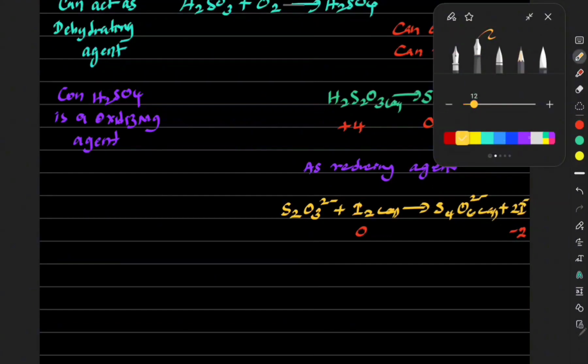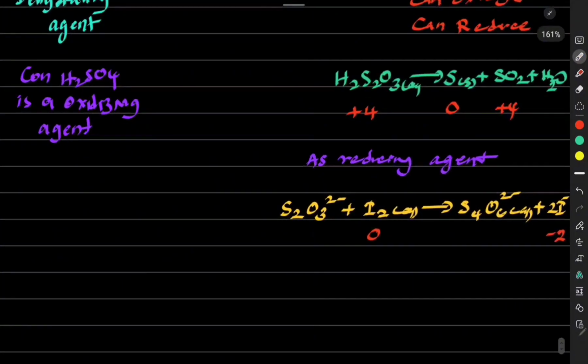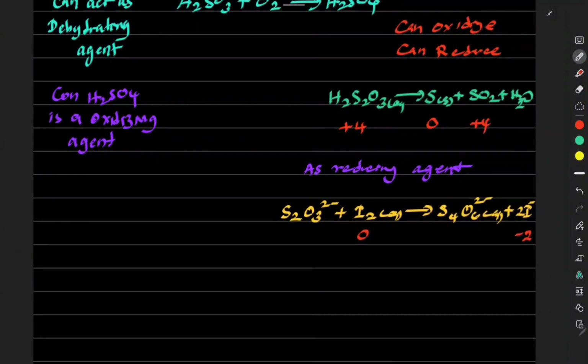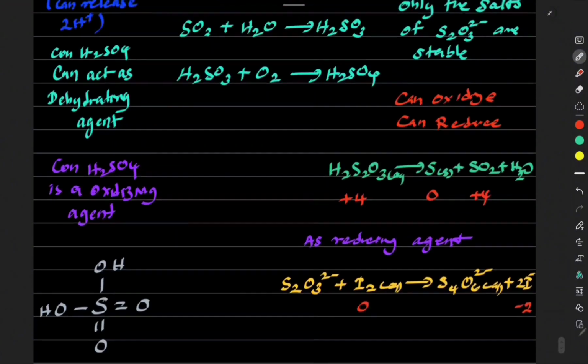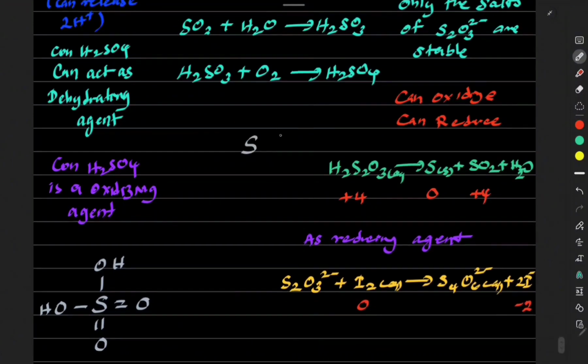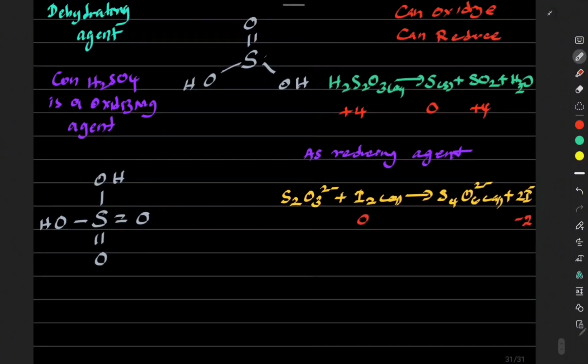Now let's look at the Lewis structures of them. This is the structure of H2SO4, sulfuric acid: S double bond oxygen, one OH and another OH, and the other double bond O. Let's draw the structure of sulfurous acid: S double bond oxygen, OH and OH. I'll draw the thiosulfuric acid structure: S double bond S, OH, double bond O and another OH. This is the structure of thiosulfuric acid.